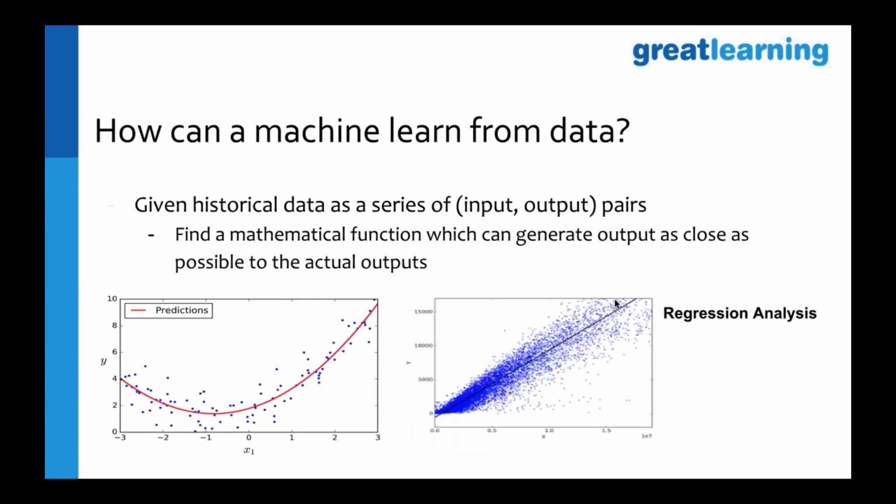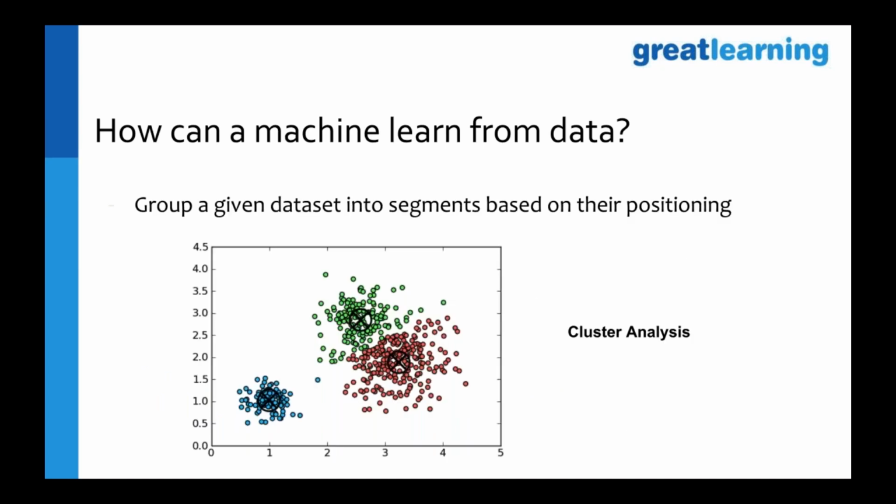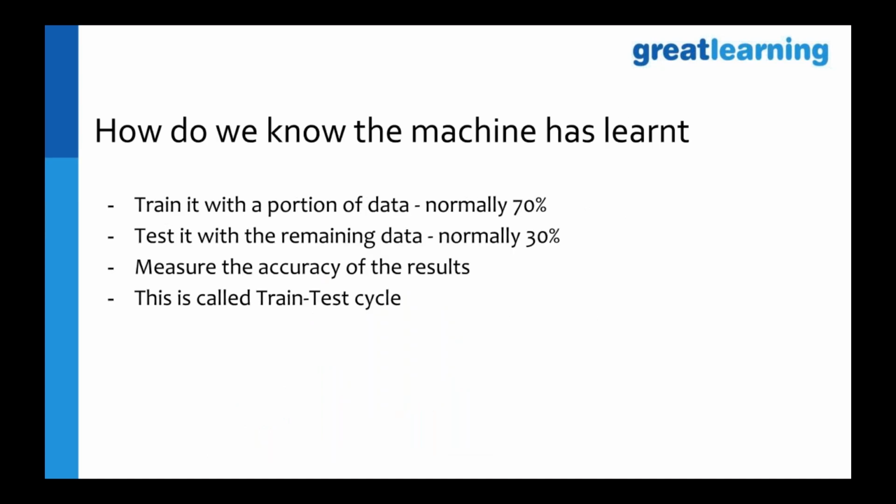Okay, so we have looked at regression analysis, where the machine is coming up with a function. We have looked at decision trees, where the machine is coming up with a flow chart to make a yes/no prediction. And then we have looked at something with nothing to do with prediction. It is just looking at data and deriving patterns from it. And one such example of machine learning is cluster analysis.